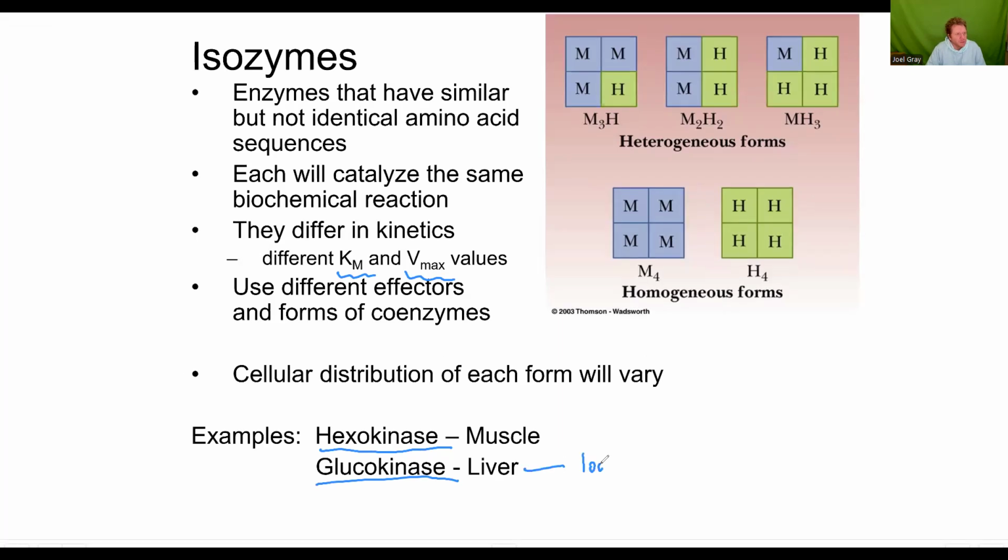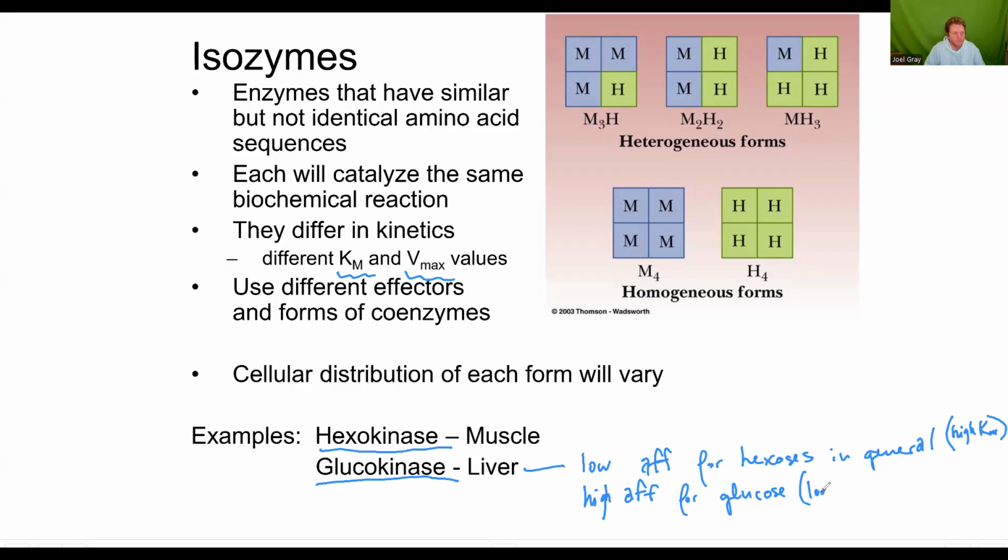has low affinity for, I'll say, hexoses in general, but a high affinity for glucose. And I'm going to put in parentheses just so we can keep this straight. This would be a high Km. And then here, low Km.